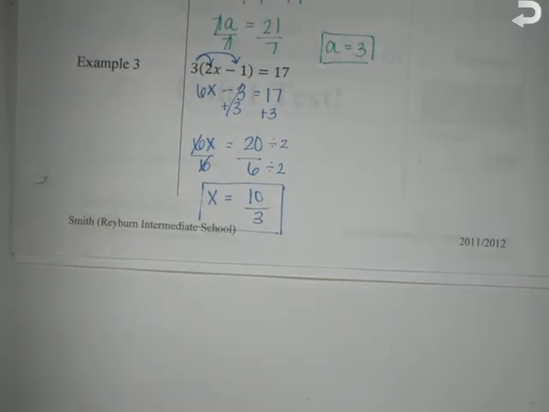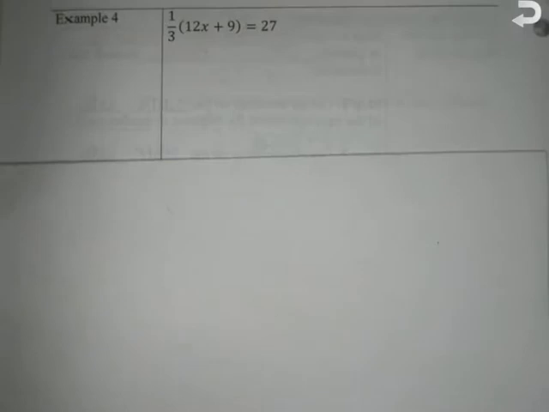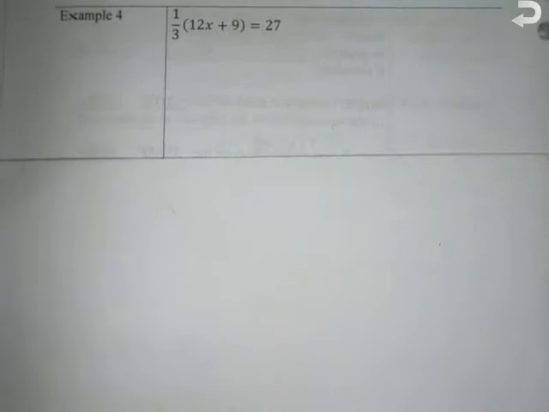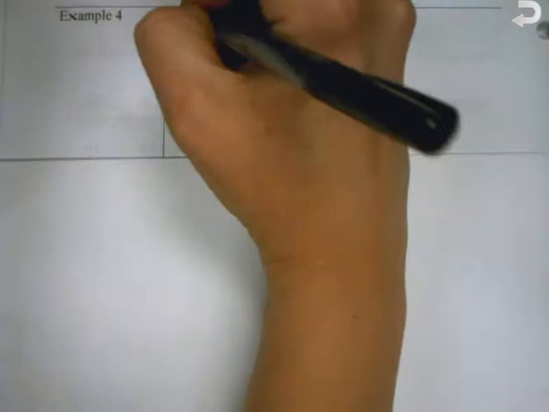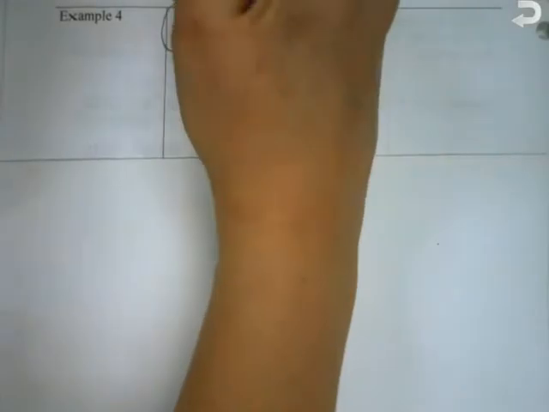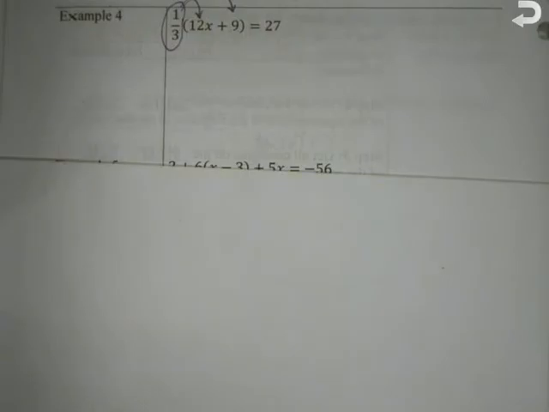Okay, so example 4 has a fraction in it. 1/3 times 12x plus 9 equals 27. What will I do here? You're still going to distribute. So we're going to distribute 1/3. Now guys, multiplying by 1/3 is the same as dividing by what? No, dividing by 3, just the bottom number.